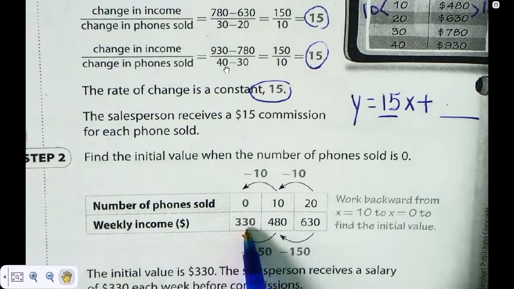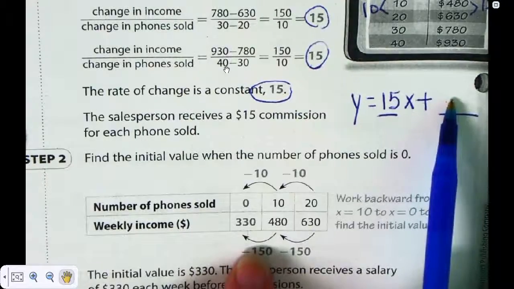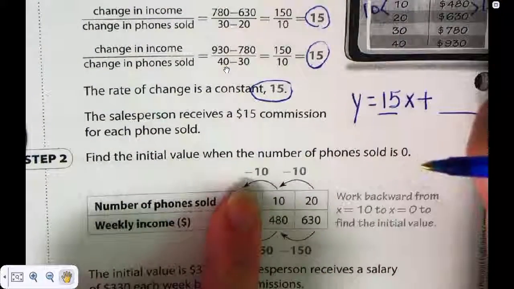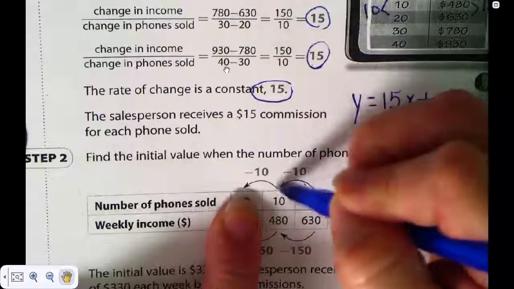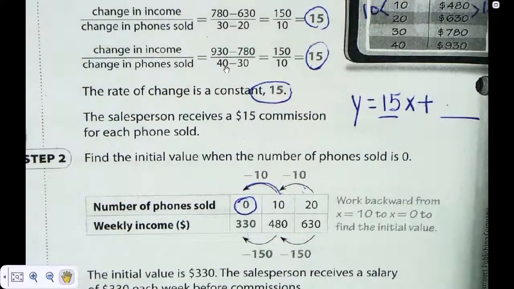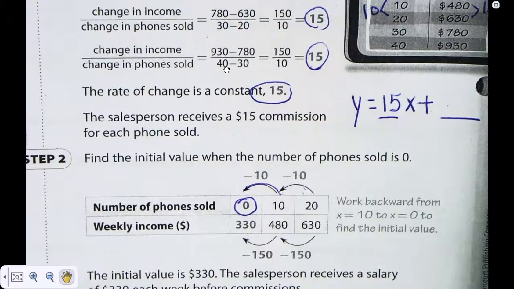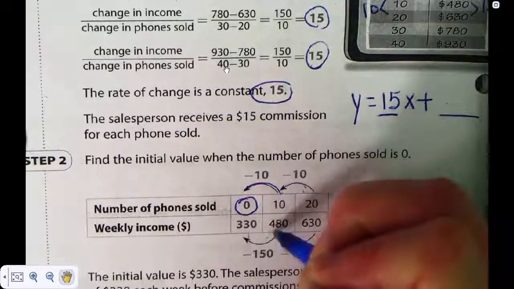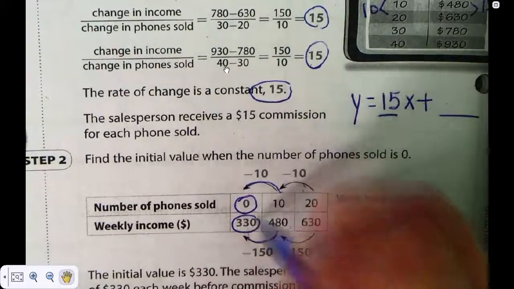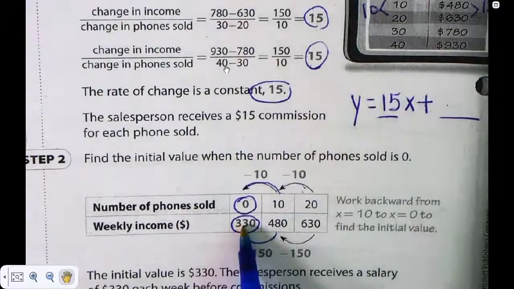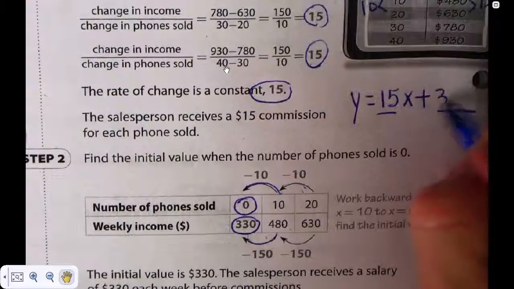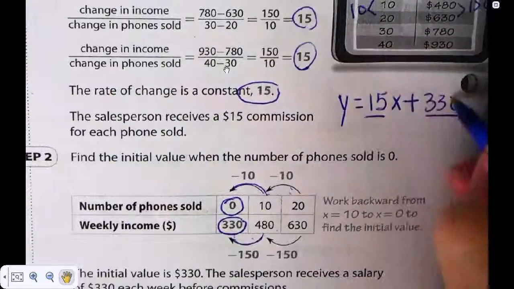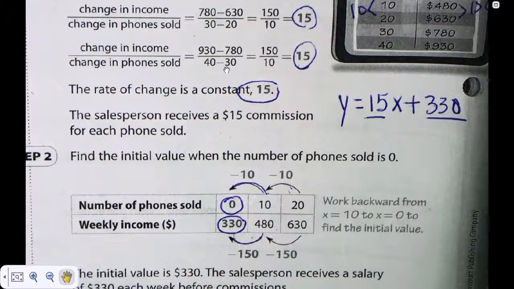And this is one way to find this y-intercept. What they did, this wasn't on the chart, is they said, well, if you're going forward 10, if I back up 10, 10 minus 10 is 0, right? If I'm going forward 150, if I back up 150, then that's going to be 330. Well, what is 0, 330? My y-intercept. So I found out what he made per week. He made 330 plus 15 a phone.